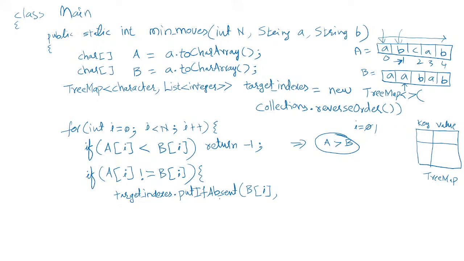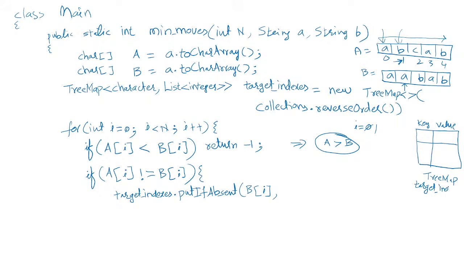It is clear, the method name, how beautifully it is named. See, putIfAbsent B of I. It checks: B of I value is 1, B of I is A. So A is present in the tree map. This is our tree map. What is its name? Its name is targetIndexes. Don't get confused.